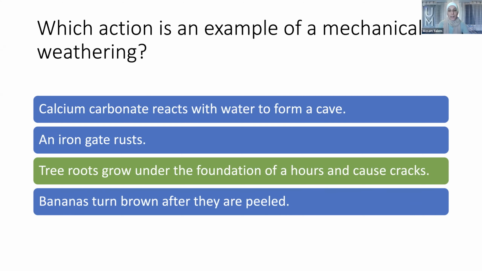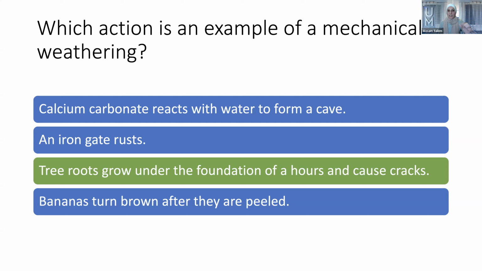Very good. Thank you, Mia, for sharing this, because you shared a very important key idea here: when we say mechanical, we tend to think, like you said, of something related to metal, and the common mistake would be that an iron gate rusts. But when we talk about mechanical, we're talking about a physical weathering. It's the opposite of chemical.